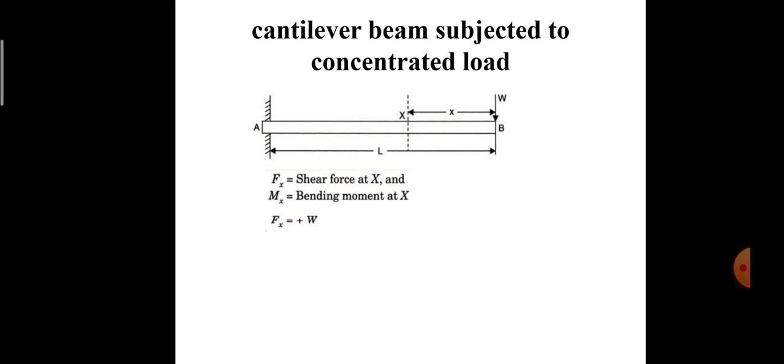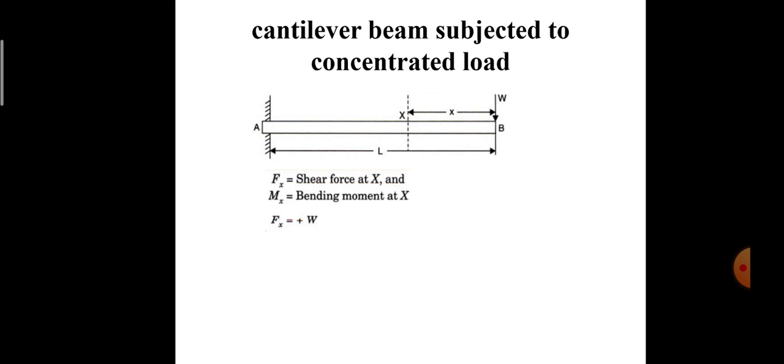Now Fx represents the shear force at X and Mx represents the bending moment at X. So I have just taken a section X, that is capital X, which is at a distance of small x from the free end. Now I am considering the right hand side portion of the section. So here the shear force of this section is equal to the resultant force which is acting on the right hand side portion of the given section.